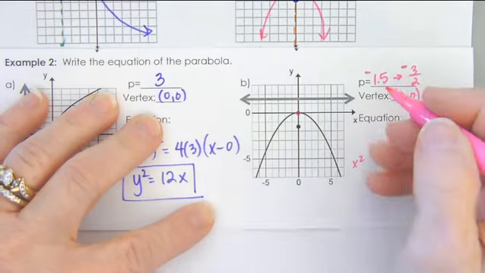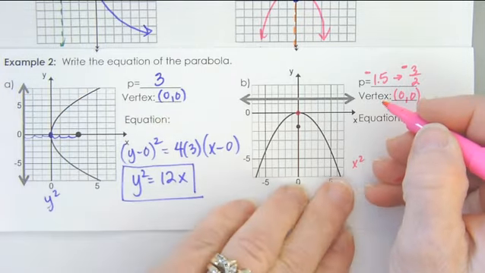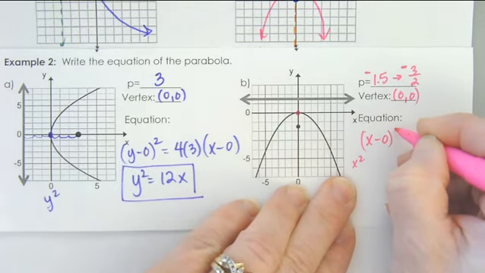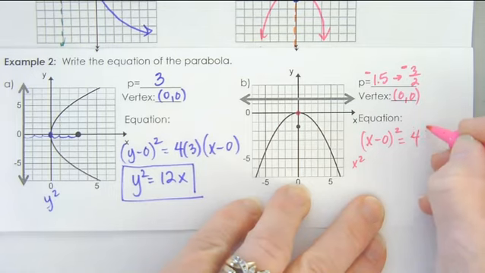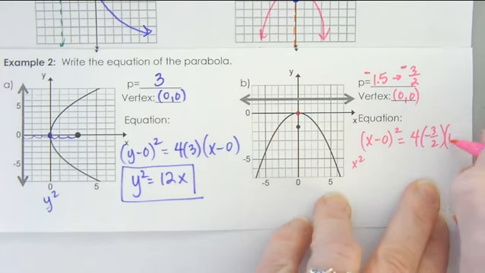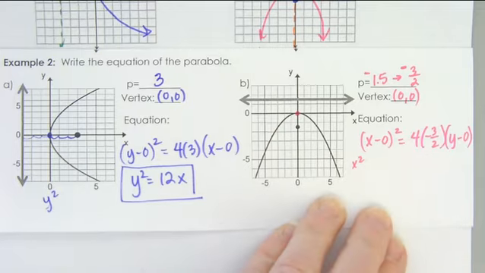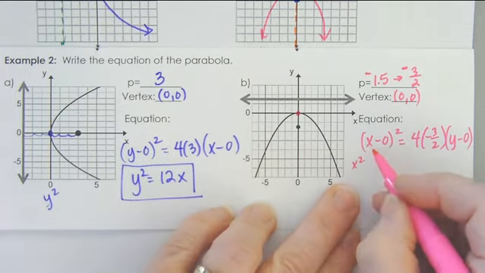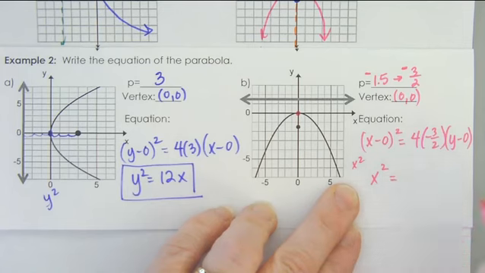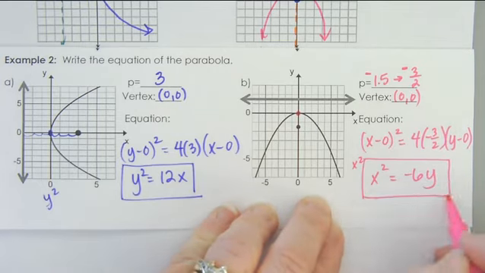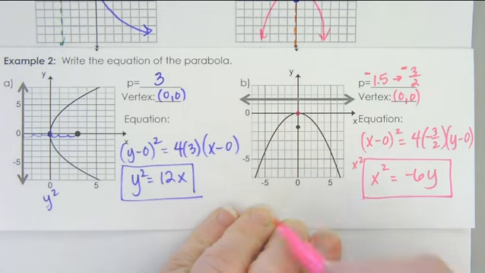When we write this equation, remember we're doing x squared this time. So I'm going to do x minus the x value of my vertex, which is 0, squared, equals 4 times P, remember P is -3/2, y minus the y value of my vertex, another 0. And then just simplify this so it looks a little bit better. We have x squared equals 4 times 3 is 12, divided by 2 is 6, so -6y. And there's the equation for this sketch of this parabola.